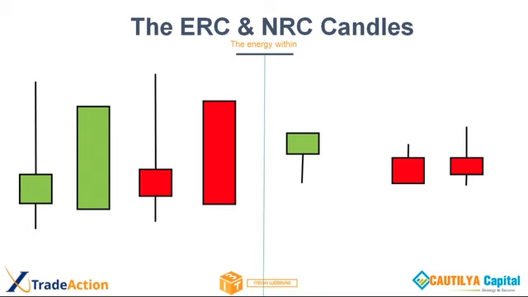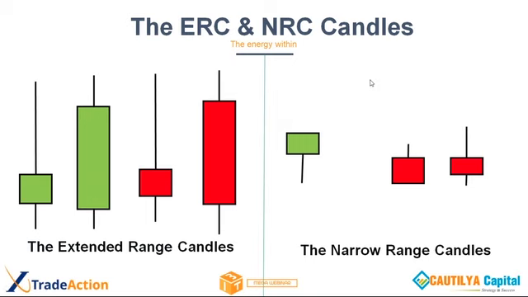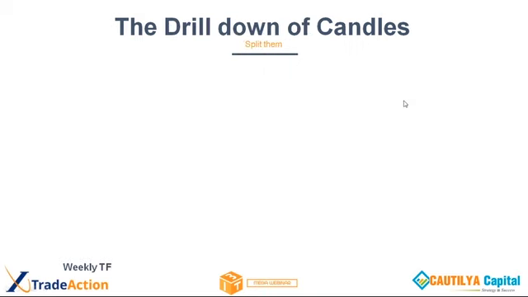It's very small, no? In that small congestion area, a lot of things can happen. Why should I really worry? Just remember this. When we get into examples, you'll understand it. Okay, they are extended range candles and narrow range candles.